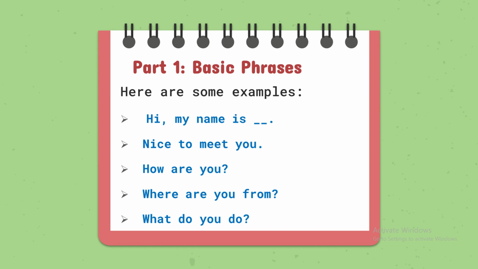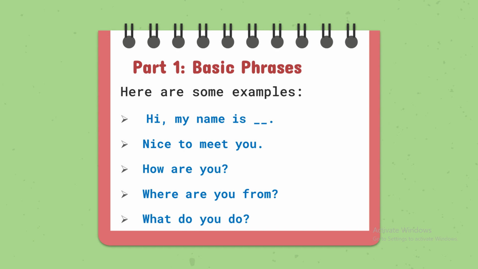These sentences are commonly used when meeting someone for the first time or having a conversation with someone new. They are used to introduce oneself and ask about the other person. For example, hi, my name is Mercy David. In this sentence, I am introducing myself. So when you want to introduce yourself, you can say, hi, my name is, then you can put your name.